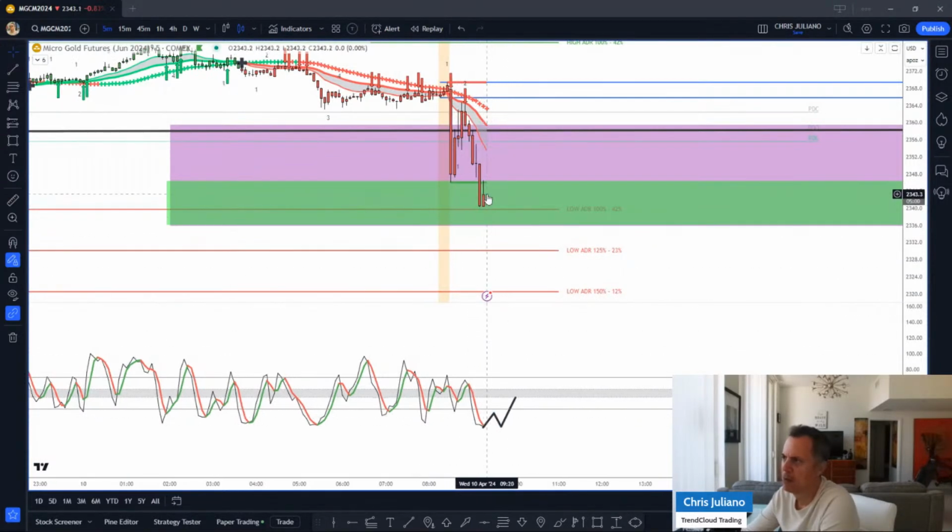But what we really want to see is we want to see it kind of consolidate a little bit like that. We want to see it hit a couple of times and then make a move up with this pattern. And that's what I have noticed using this type of method for timing that entry.